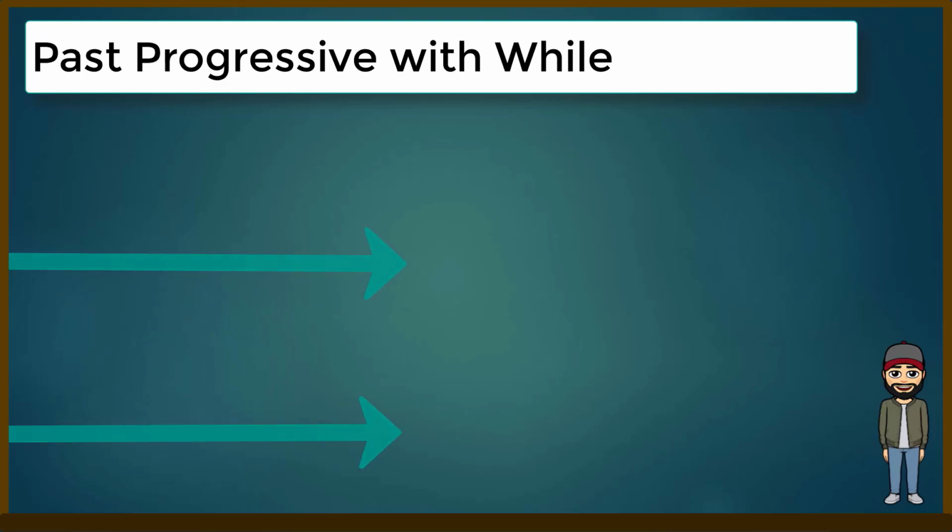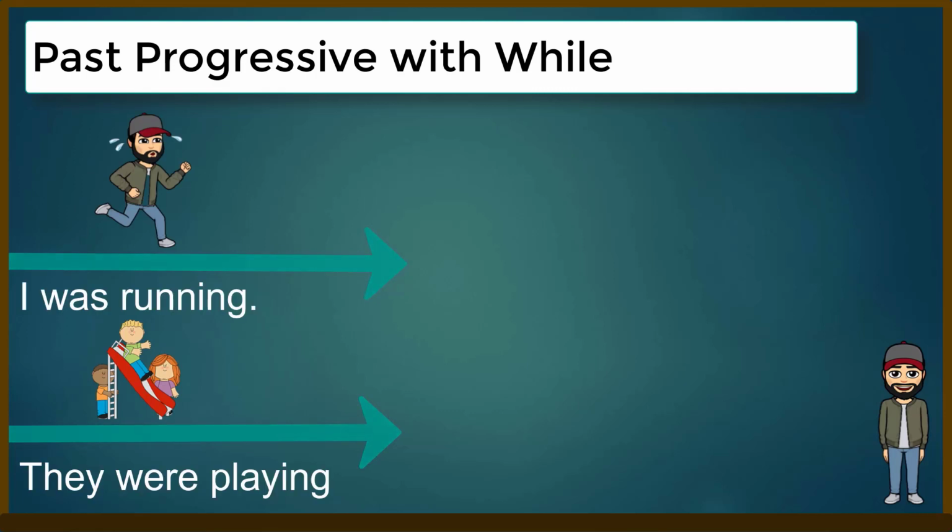Now, when we use while with the past progressive, we have to have two actions happening at the same time. For example, I was running, they were playing. Now these are two actions that are happening at the same time. I was running and they were playing.